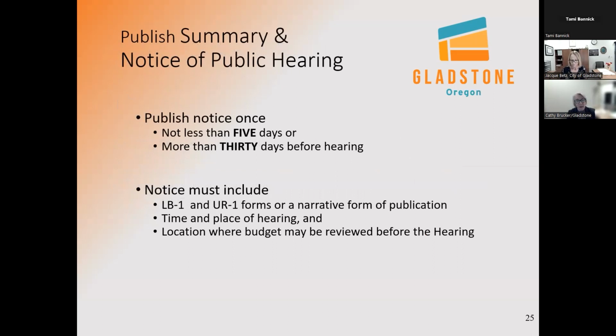We will publish a summary and notice of a public hearing. We will publish this notice once, and this is after the approval of the proposed budget by the committee. Staff will be preparing these needed notices and forms to formalize everything and get it approved by the governing body, and also as necessary for the county and the state. We'll have a notice that will include the LB1 or UR1 forms and a narrative form of publication, time and place of hearing, and the location where the budget may be reviewed before the final hearing. Next slide.